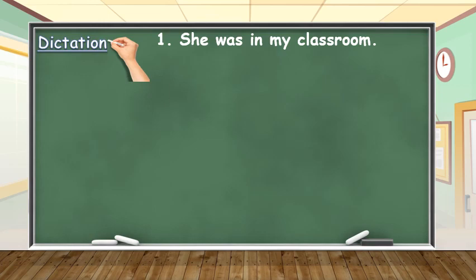Number 2. I was at the library. I was at the library. I was at the library. Number 3. They were at home. They were at home. They were at home.